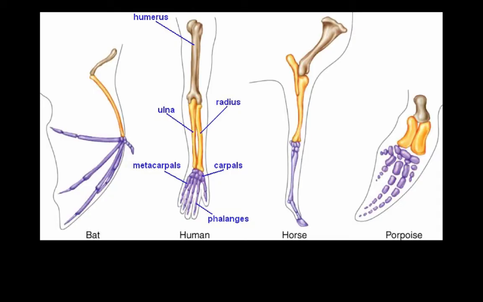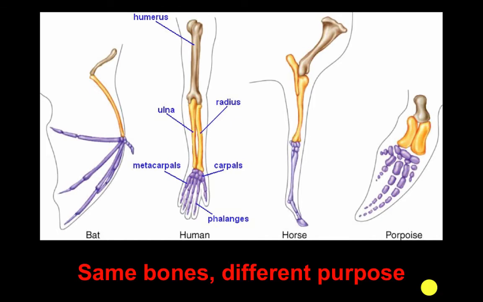So here's an example of some anatomical similarities. And we would call these homologous structures. Because this bat, human, horse, and porpoise all have the same bones arranged in basically the same way, doing a different purpose. So all of these relatively distantly related organisms have similar bone structures. And that shows that although we may not seem to be very related, we all share a common ancestor.